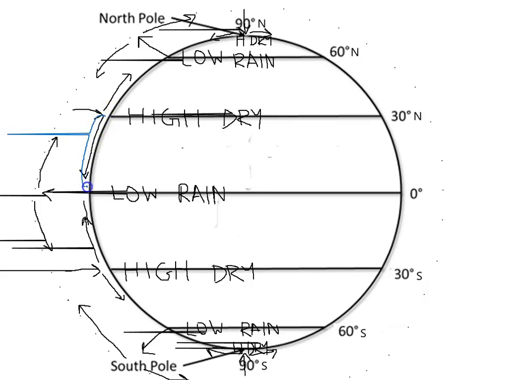So this one, and this one, and this one, this one, this one, and finally this one, to figure out how our winds move, all right? So between 30 degrees north and 0 degrees north, the air is moving from 30 degrees down to 0 degrees.